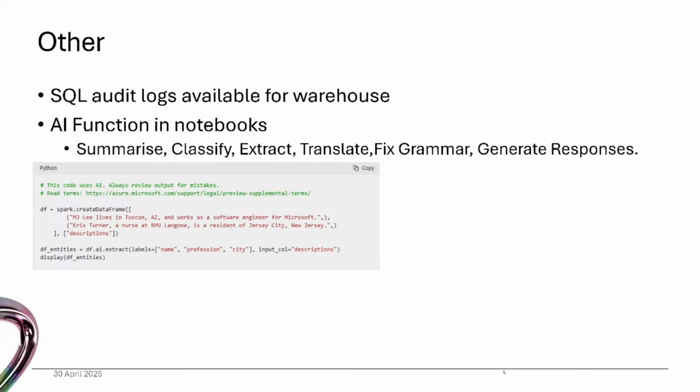Then one also shiny thing is that there are now these AI functions in the notebooks. So if you have some kind of text data, you can now summarize, classify, extract information from it, translate that text, fix its grammar, or generate a response based on it. And it's really easy to use.